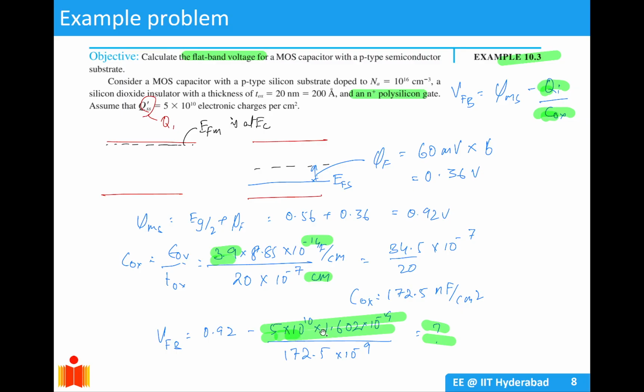So you have to convert e back to coulombs as 1.602 into 10 to the power minus 19. So it would be 5 into 10 power 10 into 1.6 into 10 power minus 19 divided by 172.5 into 10 power minus 9. You solve this and subtract from 0.92, and you will get your VFB.